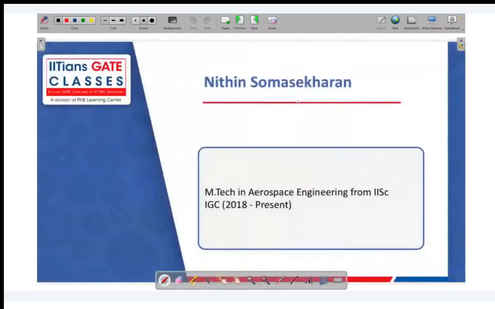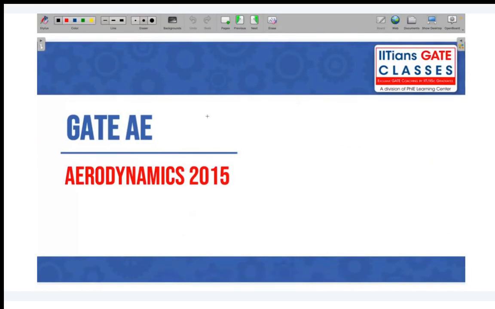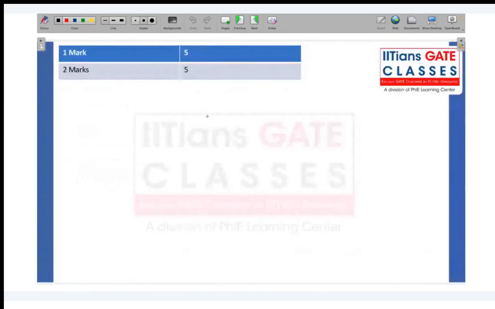In today's session, we'll be discussing the previous year questions from the aerodynamics portions of the 2015, right? So this is the marks distribution. We have around 5 1-mark questions and then 5 2-mark questions. So totally around 15 marks from the aerodynamics concepts, which is quite substantial.